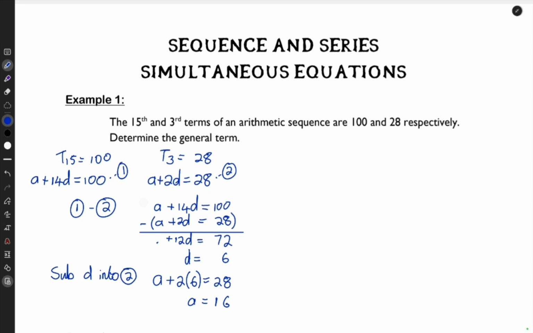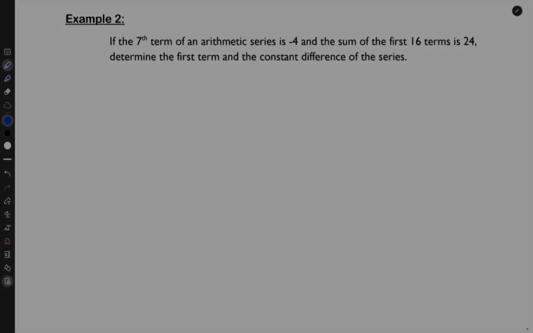Determine the general term. This is an arithmetic sequence, so the general term, Tn equals a plus n minus 1 d. So the general term would be 16 plus n minus 1 times 6. So that would be 6n, and then 16 minus 6 gives me 10. There we go. Example 2.